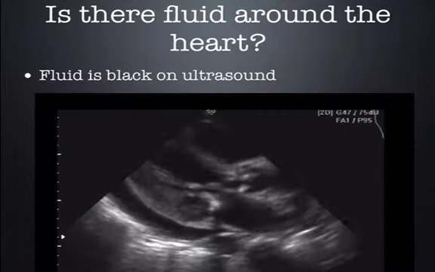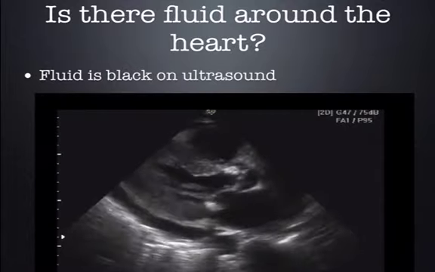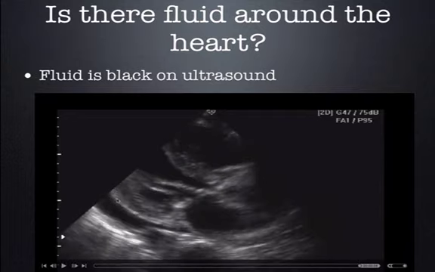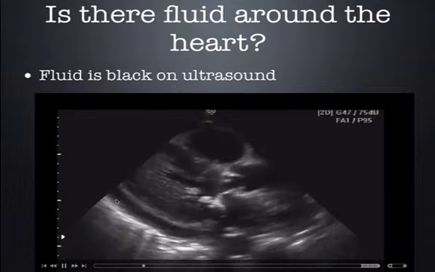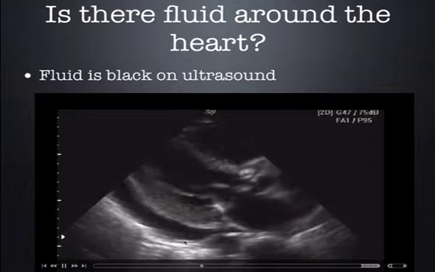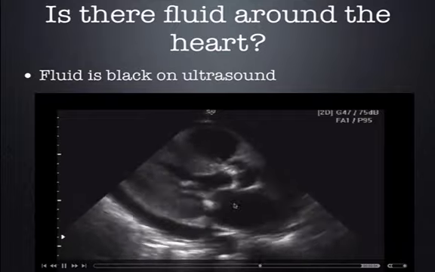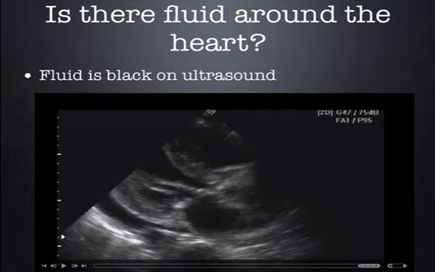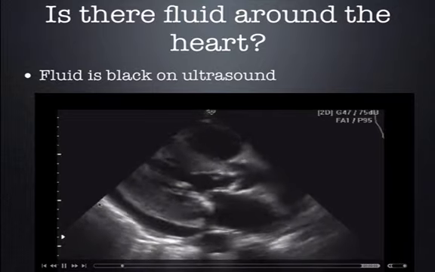So let's take a look here. Is there a pericardial effusion? I just explained you're going to be looking for a black stripe going between the epicardium and the pericardium. And you can see that fluid dissects all the way back between the left atrium and the descending thoracic aorta. This is definitely a pericardial effusion.